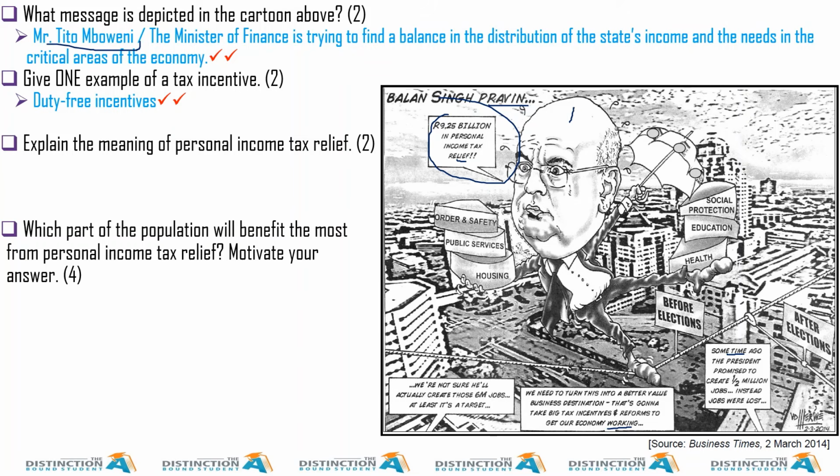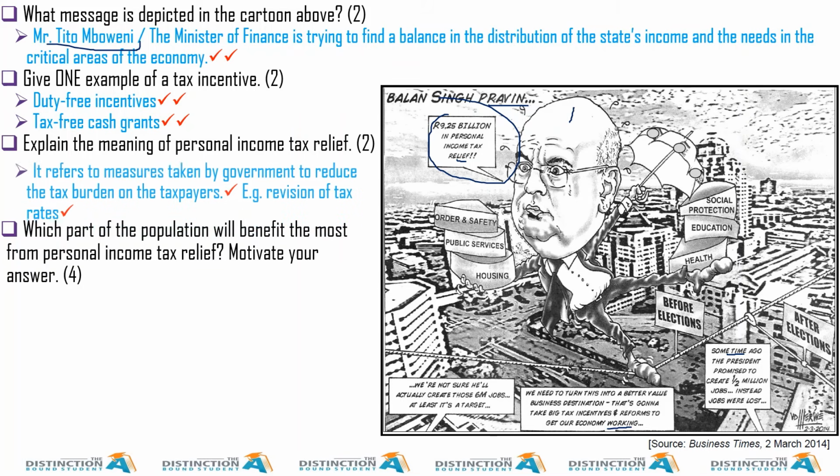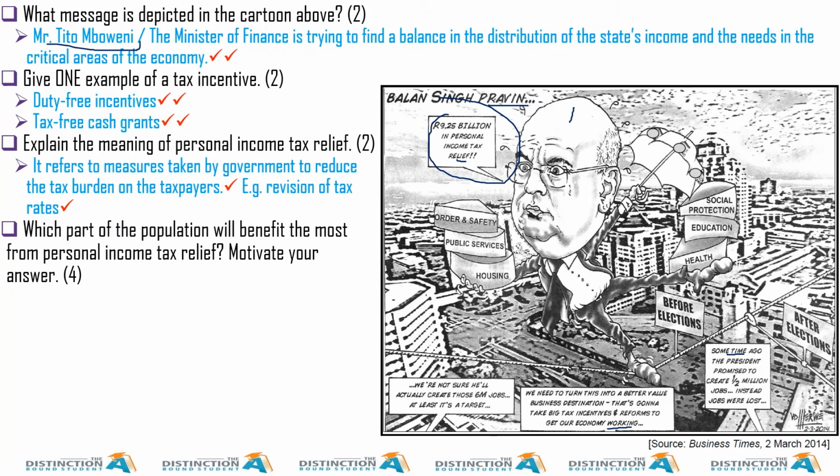Give one example of tax incentive. A duty-free incentive, like you can bring in things duty-free from other countries. Tax-free cash grants. Explain the meaning of personal income tax relief. It refers to the measures taken by the government to reduce the tax burden on the taxpayer, e.g., revision of tax rates, a reduction actually.